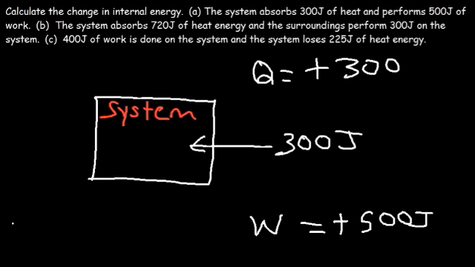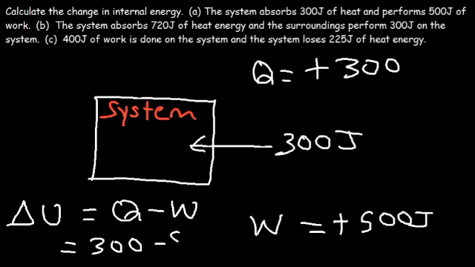So using the equation delta U is equal to Q minus W, this is going to be 300 minus 500. So the change in internal energy is negative 200 joules.